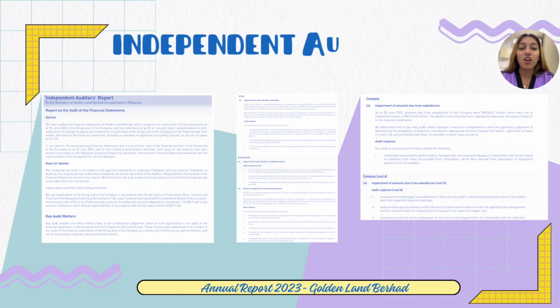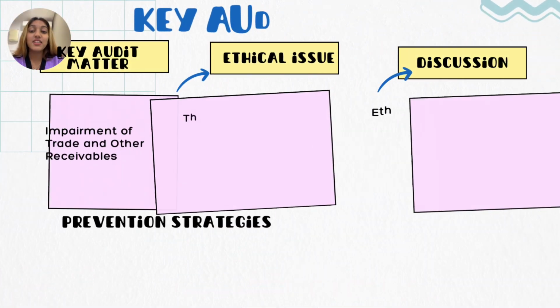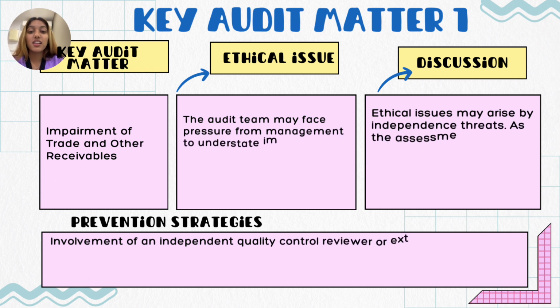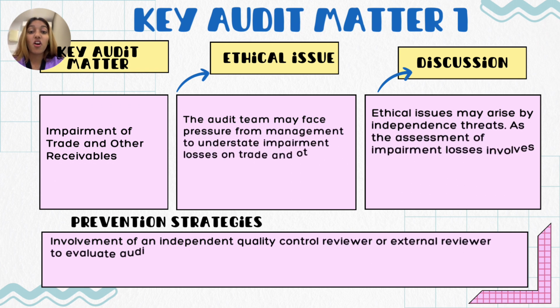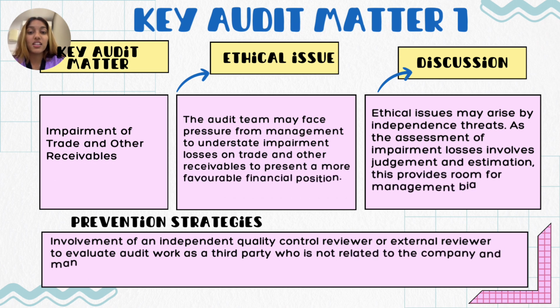This is the Independent Auditor's Report which I have acquired from the Golden Land Berhad Annual Report for the year 2023. The first key audit matter identified is impairment of trade and other receivables. The ethical issue for this key audit matter is that the audit team may face pressure from management to understate impairment losses on trade and other receivables to present a more favorable financial position.